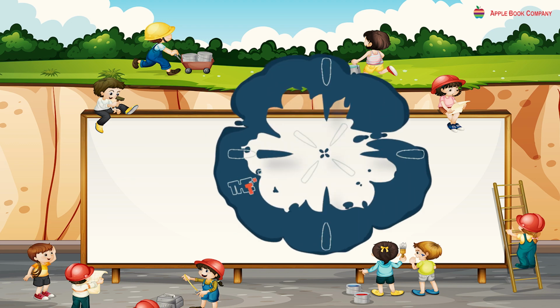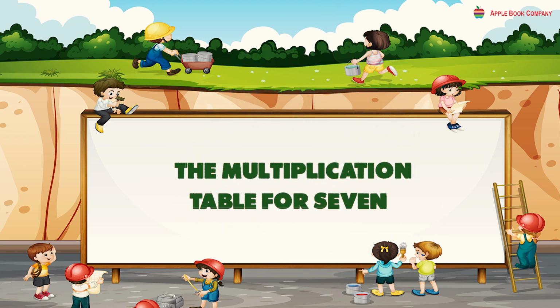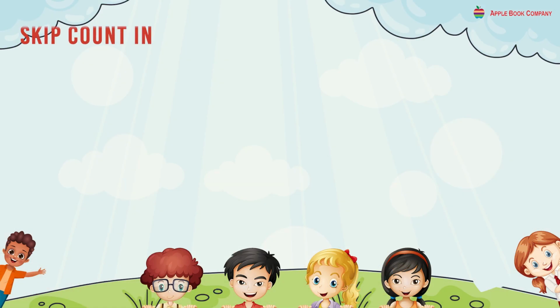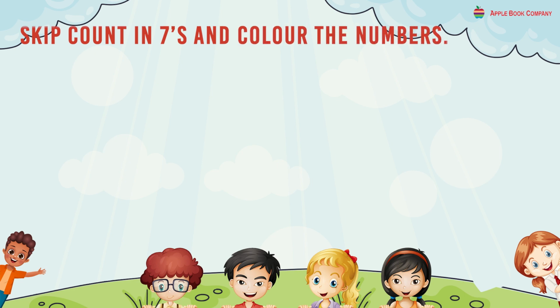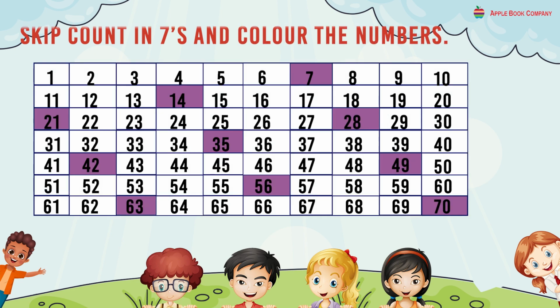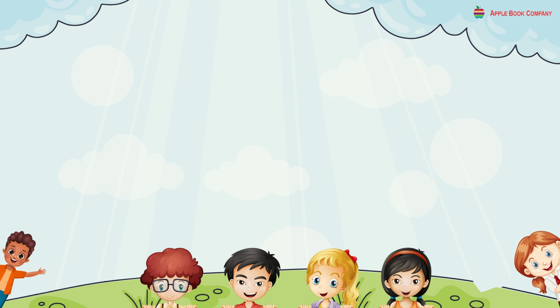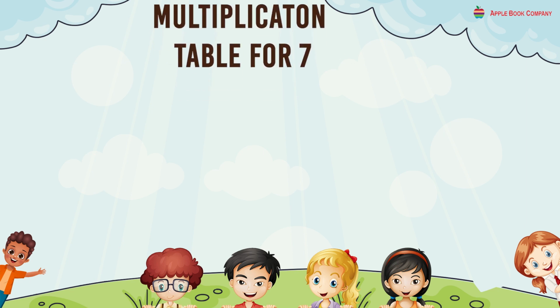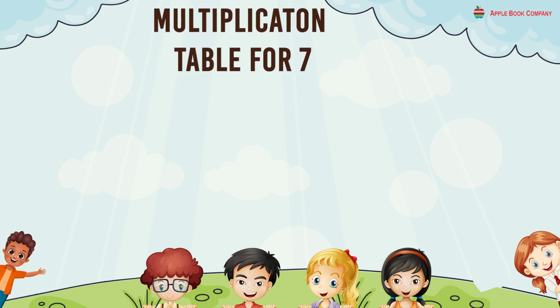Now let's look at the multiplication table for 7. Skip count in sevens and color the numbers. The numbers to be colored are 7, 14, 21, 28, 35, 42, 49, 56, 63 and 70. Now use these numbers to write the multiplication table for 7.